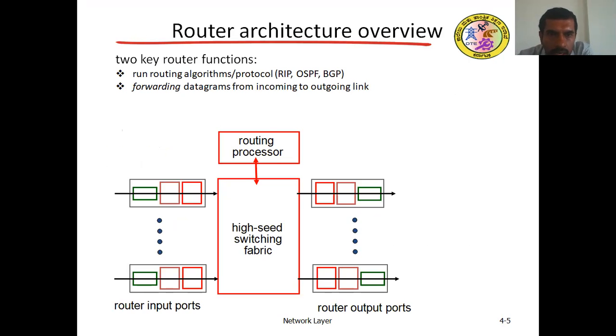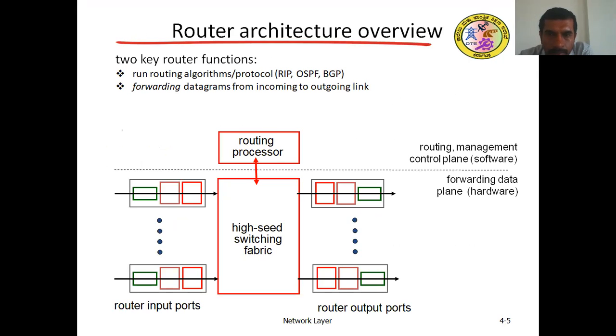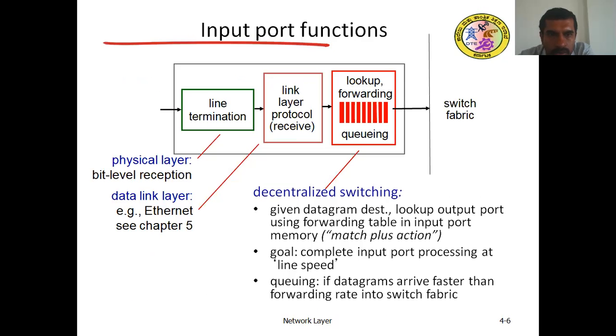Here you can see the routing processor, the high speed switching fabric, the input ports and the output ports. The router also uses management control plane software and forwarding data plane hardware. You can see in the picture that the forwarding table is computed and pushed to the input ports.